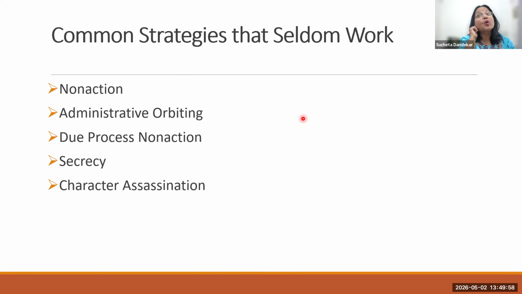There could be a due process non-action, slowly moving into a non-action kind of zone. The other would be maintaining secrecy: don't say this to anyone, I just don't want anyone to hear about this. And the final would be character assassination. We've heard this so often, where people say, "Oh, I know that man, that boy, all the time bickering. That is his trait, so just forget about it. He is known to behave like this." Why don't you try and find out why this person has this kind of viewpoint? So these are aspects that will not work, and this is what we need to keep in mind.